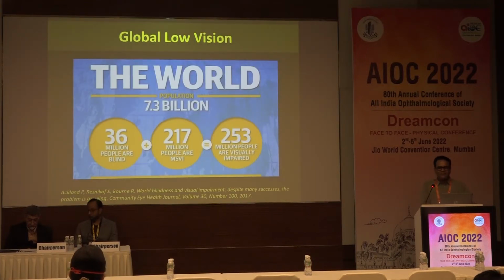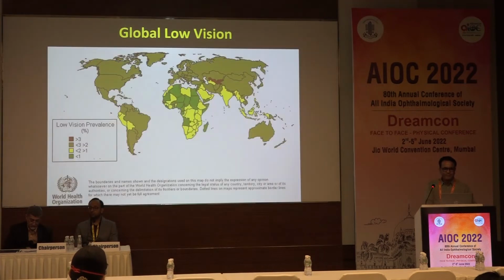A recent study by WHO has demonstrated that 253 million people are visually impaired, out of which 217 million people are moderate to severe visually impaired, and 36 million people are blind. This is a global map indicating that the prevalence of low vision in India is 1.6%, and it comes under the moderate prevalence countries.